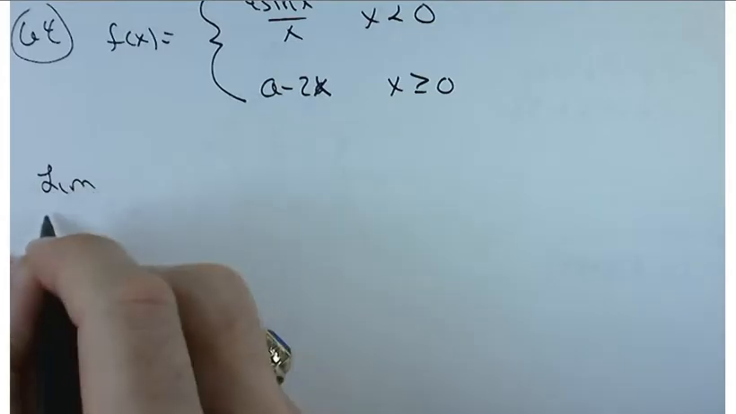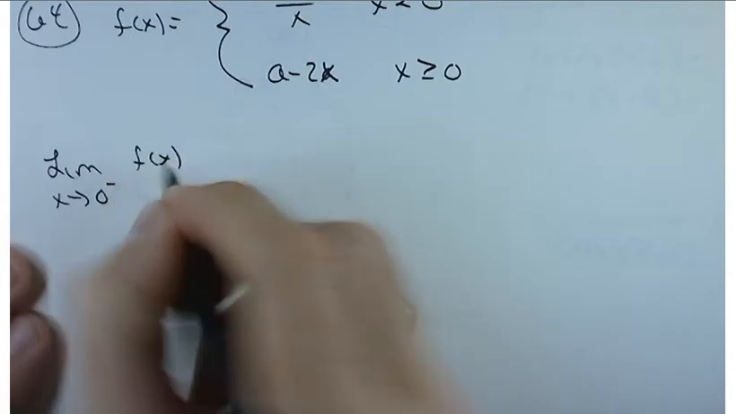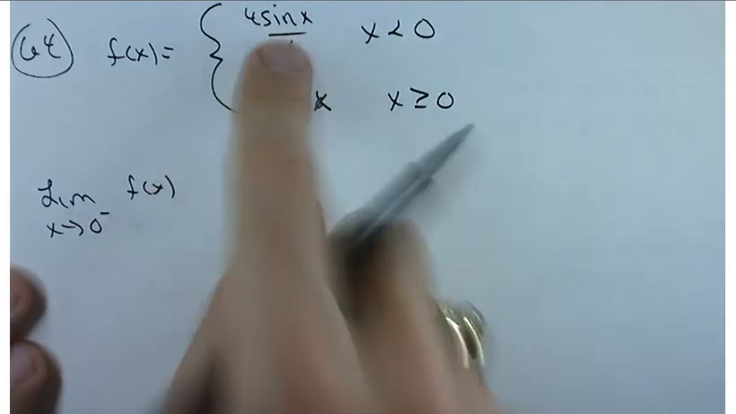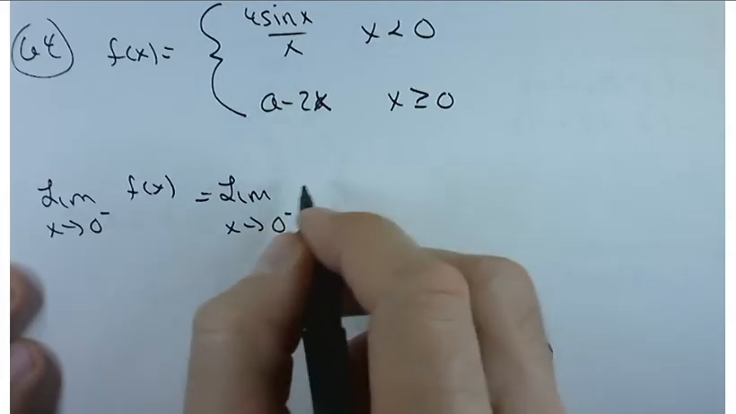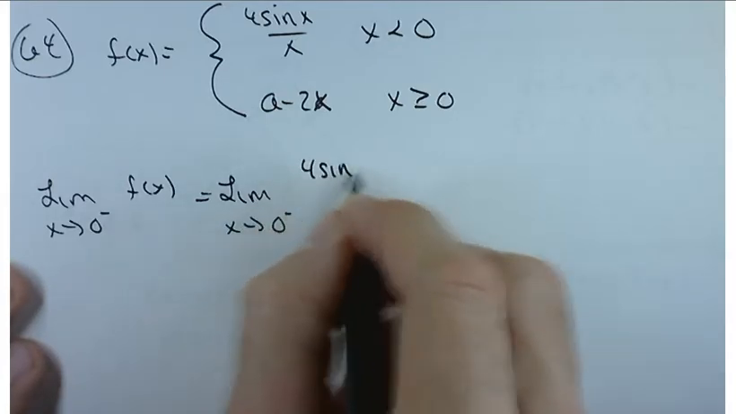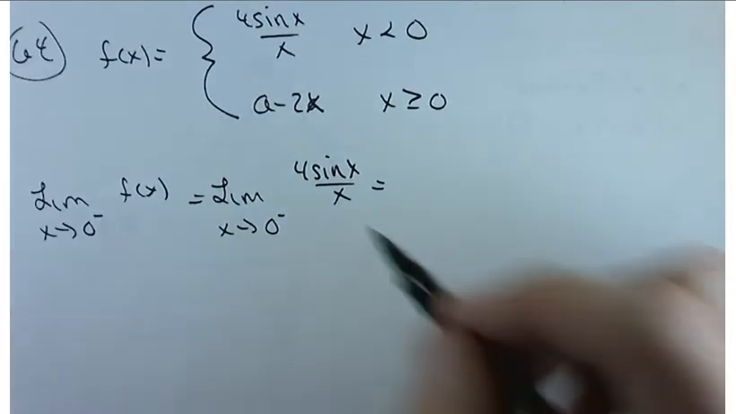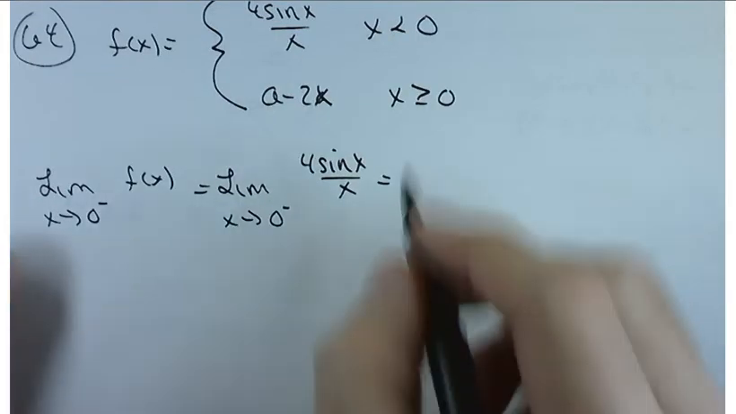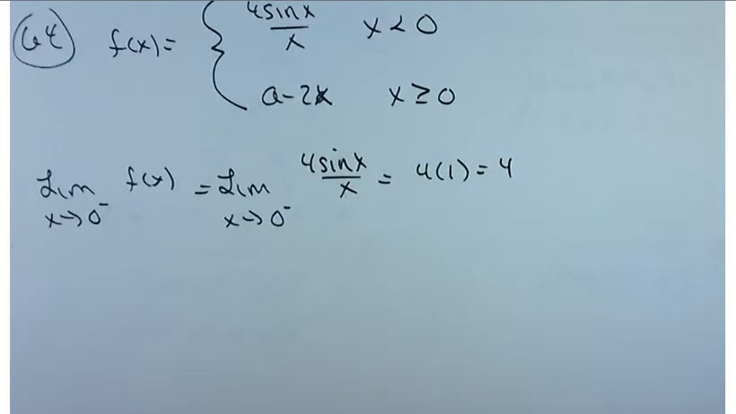The limit as x approaches 0 from the negative side of f of x. Well, if I'm approaching from the negative side, I can replace this with this. That's the limit as x approaches 0 from the negative side of 4 sine of x over x. Can I get a quick answer on that? What's that limit going to equal? 4. That's really just 4 times your special limit from earlier, right? So 4 times 1, or 4. That's the limit from the left.